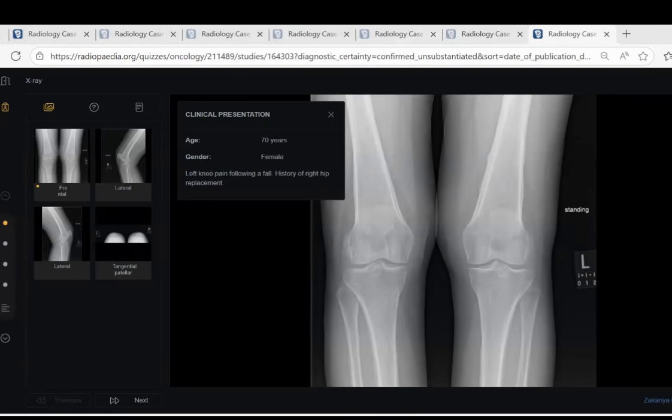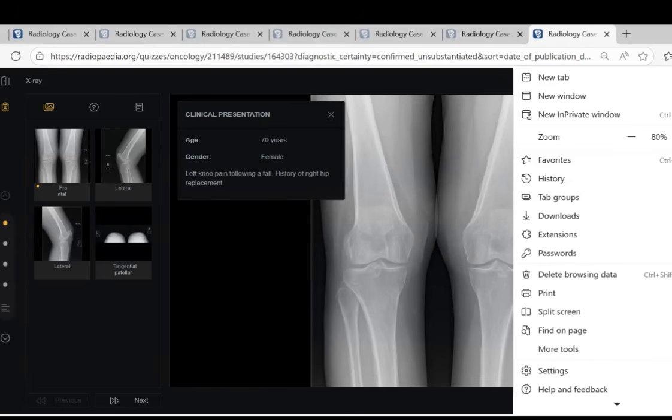What happened? Sorry. Can you see my screen well? Yes, sir. The frontal projection of the knees. Yes, okay. Great.